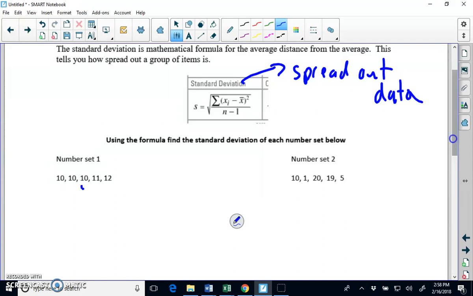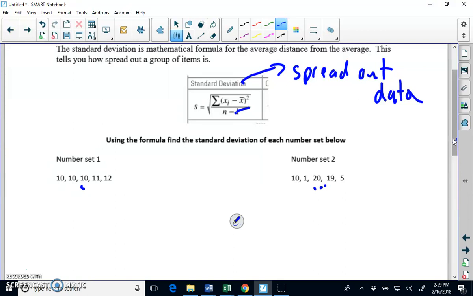These numbers are really, really close together, and these are really far apart. So you will never have to use the formula that's on that sheet to calculate the standard deviation. Like this formula here, they're never going to have you use it, okay? They'll usually give you the standard deviation, which is good, right?